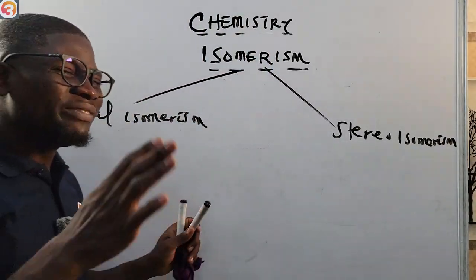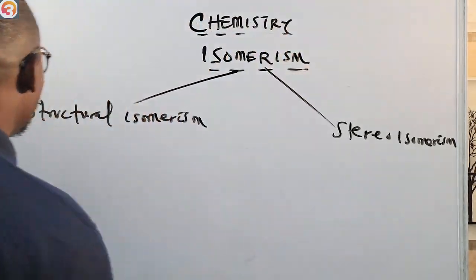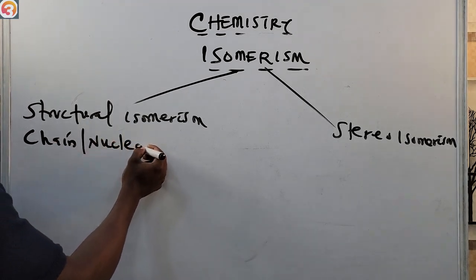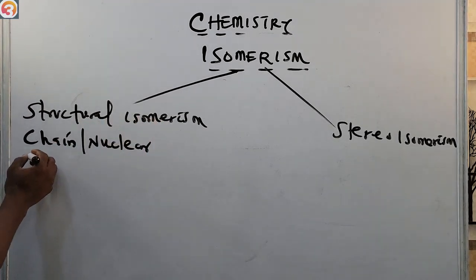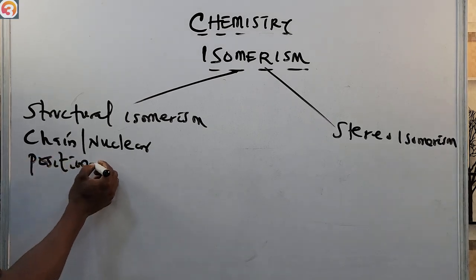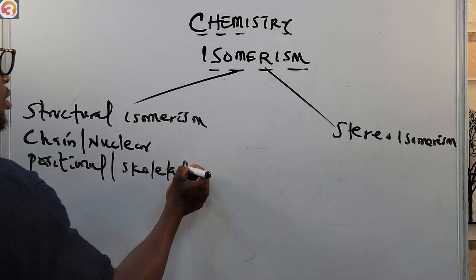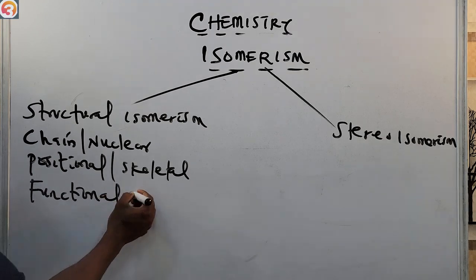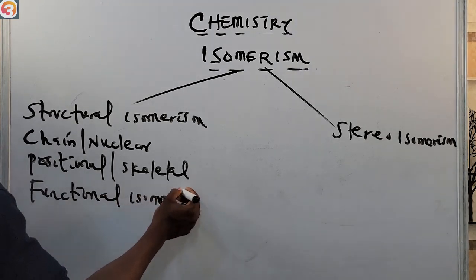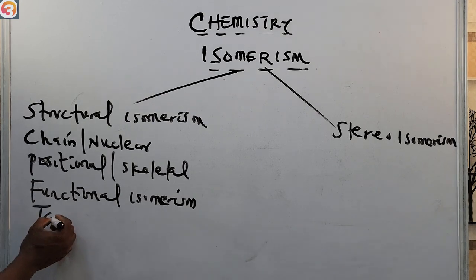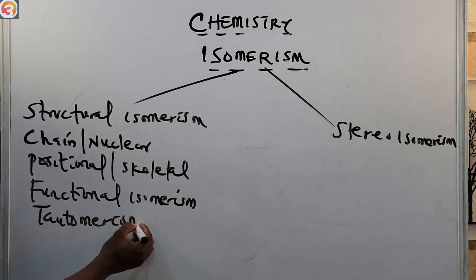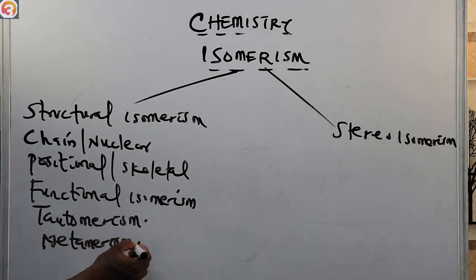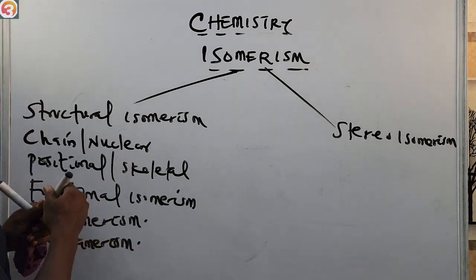Now the structural isomerism is divided into 5. Number one, we have the chain or nuclear structural isomerism. Number two, we have positional or skeletal structural isomerism. Number three, we have the functional structural isomerism. Number four, tautomerism. And number five, we have metamerism. So these are the 5 types of structural isomerism that we have.